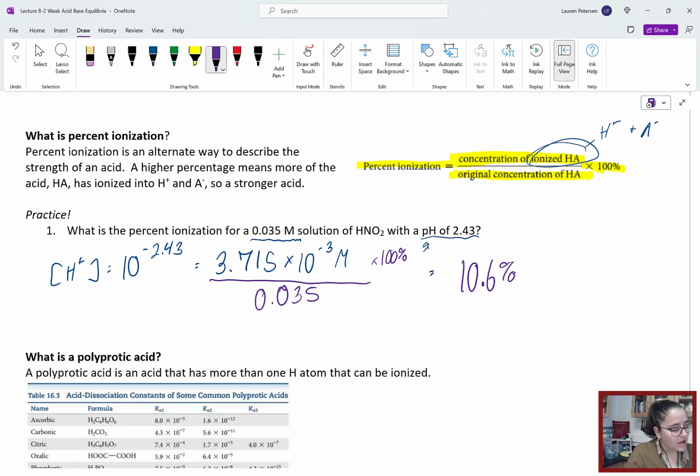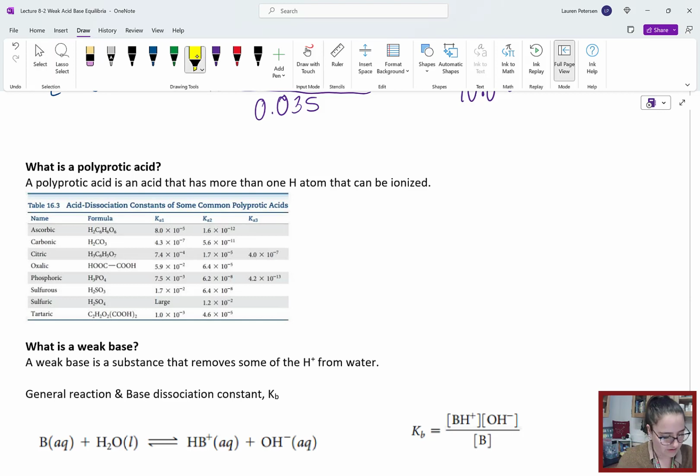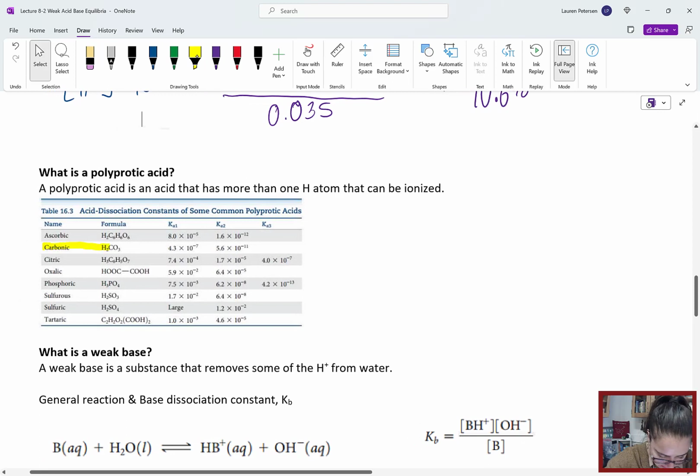Okay, cool. So, another thing we need to talk about, well, a couple other things, but one of them is polyprotic acids. A polyprotic acid is just what it sounds like. Poly, many, protic, proton, many protons. So it has more than one H that can be ionized. So if we look, for example, at carbonic acid, it has 2 Ka values because there's 2 H's that can be ionized for it.